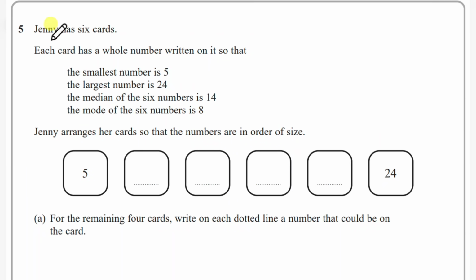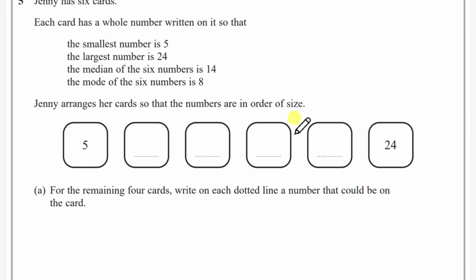Now question 5. Jenny has 6 cards. Each card has a whole number written on it so that the smallest number is 5, the largest is 24, the median of the 6 numbers is 14, and the mode of the 6 numbers is 8. So let's do it one at a time. They already covered the first 2 points. Now, when they say the median is 14, median is usually a number bang in the middle, yeah? So you can kind of choose where to put it. You can put 14, a number here which is less than 14, a number here just bigger than 14. So for example, I could have said the numbers here should be 13 and 15, because the middle number over here would have to be 14. Okay? Now they also said the mode is 8.